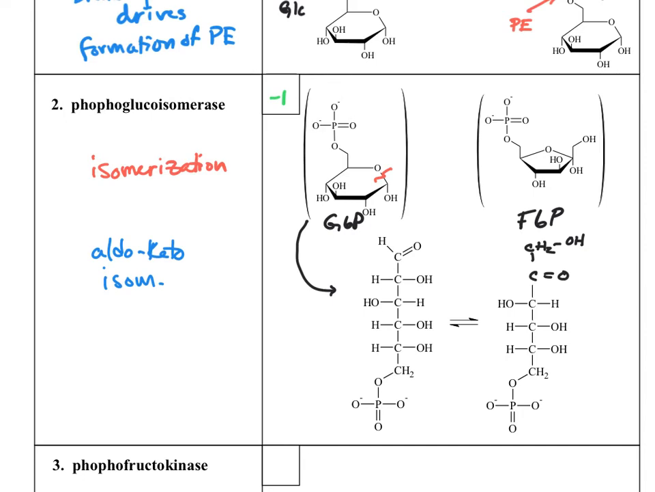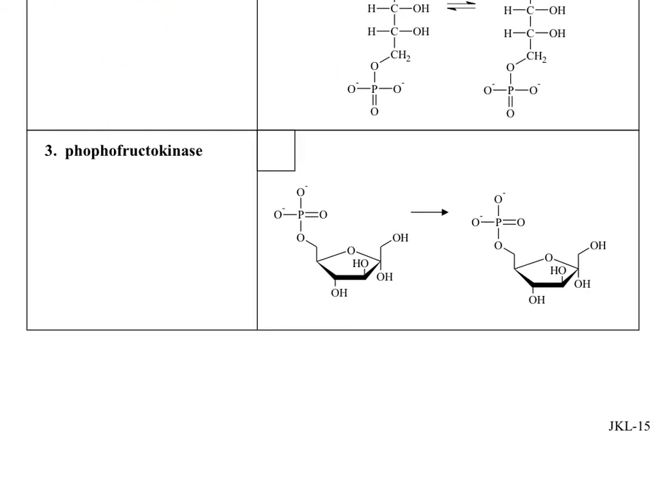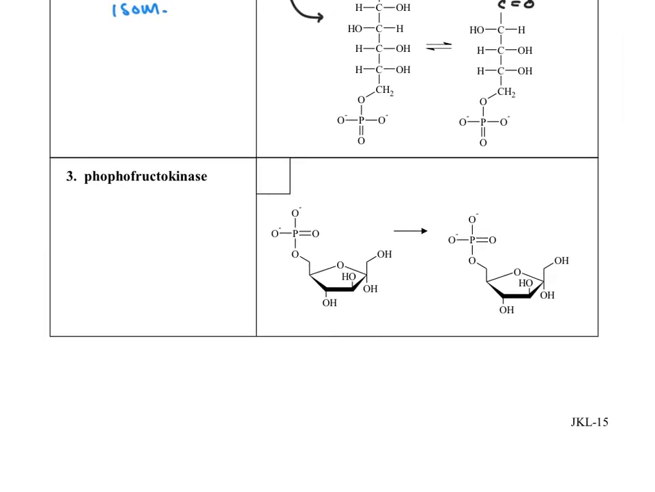Okay, we're going to take fructose 6-phosphate in reaction number 3, and we're going to essentially do something very similar to what we did in reaction number 1. We are going to take fructose 6-phosphate and make it into fructose 1,6-bisphosphate. To do that, we're going to put another phosphate onto the first position.